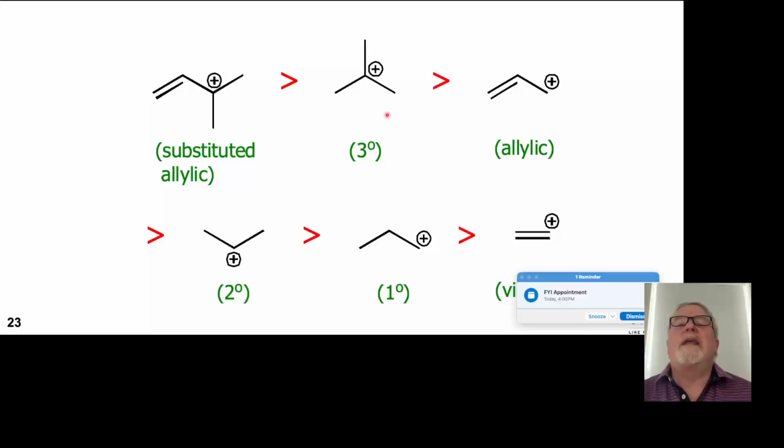So we now can throw this into our relative carbocation series. Vinyl carbocations are very unstable. Primary we also talk about as being pretty unstable. Secondary are pretty stable. Next in stability is the allylic type of cation, and then we get our tertiary cations.